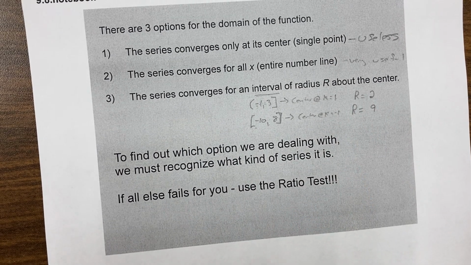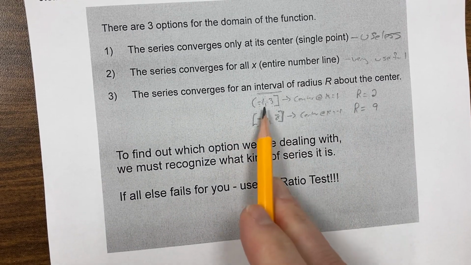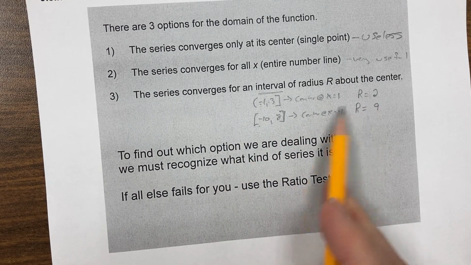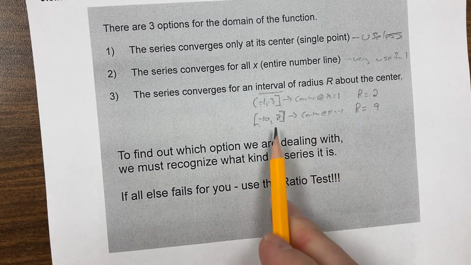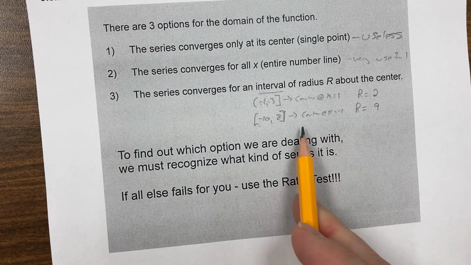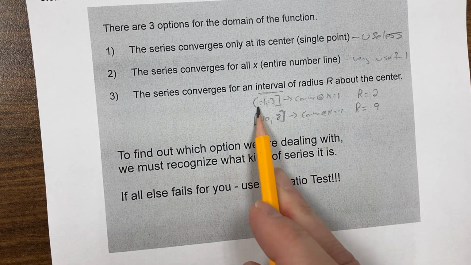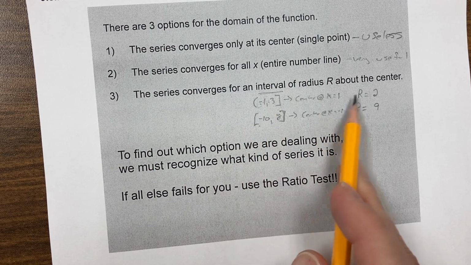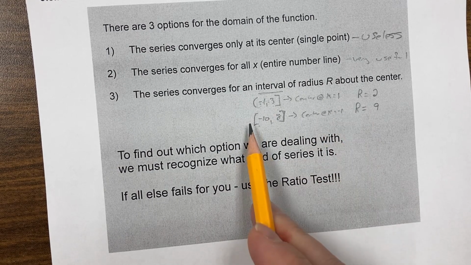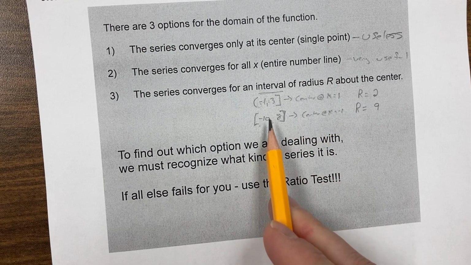Okay? So this interval here would have a radius of 2 and a center of 1. This one would have a radius of 9 and a center of -1. Doesn't matter if it converges at the end or if it diverges at the end point. It's not going to affect these measures, which is important to kind of keep in mind.